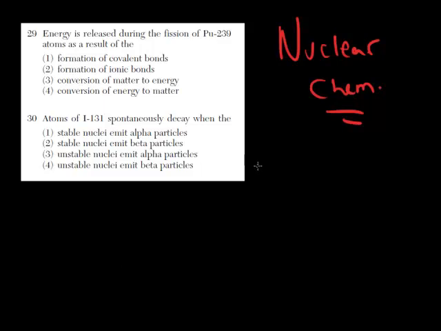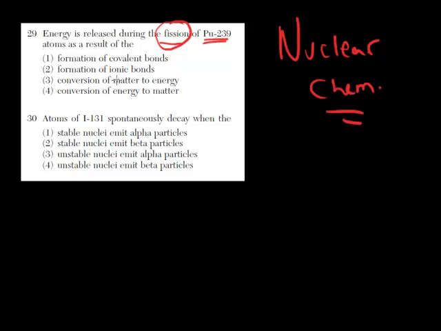And we get to our final 2 questions. 29 and 30 are both from the nuclear chemistry unit. And these are very, very routine questions. Energy is released during the fission of plutonium-239 as a result of the. So all that's needed here is some understanding of what fission is. Fission is a process by which atoms are being split. So we will take a large atom of plutonium-239, we bombard it with some other smaller particle, and it breaks apart and releases huge amounts of energy.